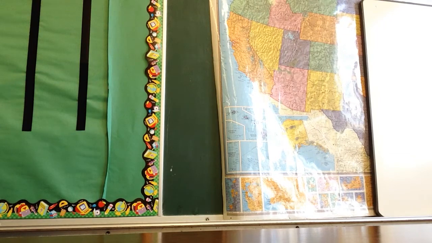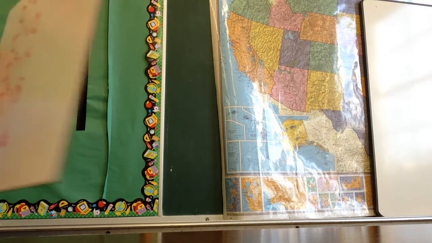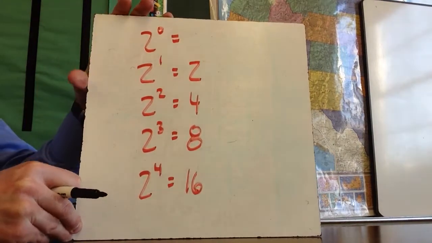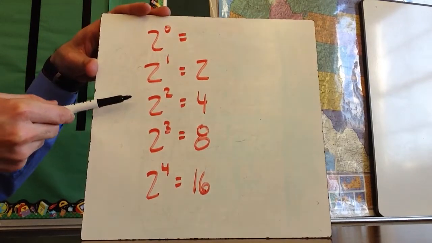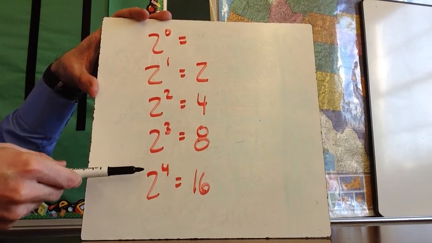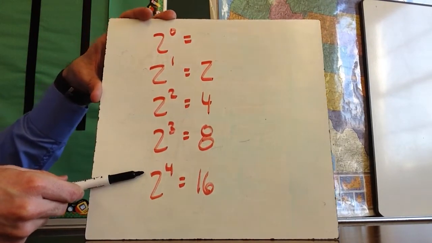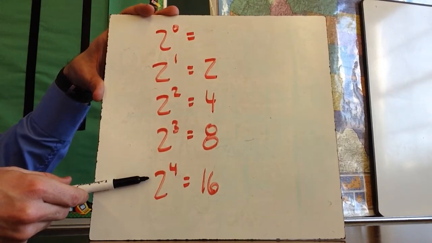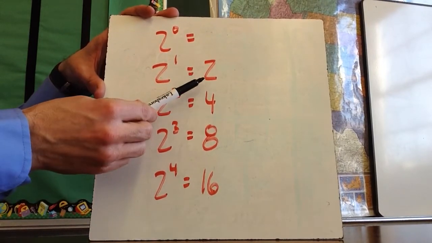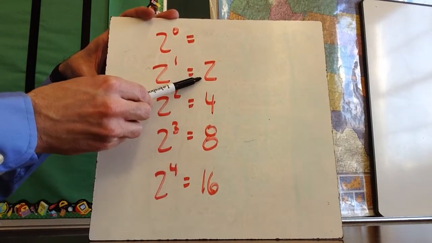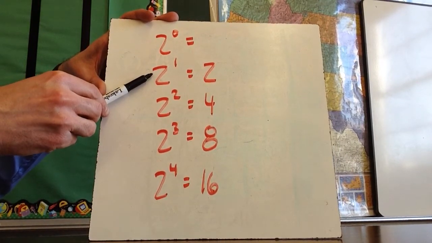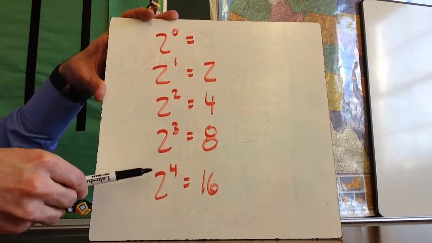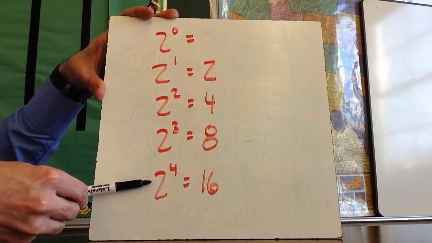All right, so the next thing I want to talk about is the power of 0. We'll come back to this in just a second, but I want you to notice that 2 to the first is 2, 2 to the second is 4, 2 to the third is 8, 2 to the fourth is 16. Most people will agree with this. Hopefully you agree with this. And you'll notice that as I go from 2 to 4 to 8 to 16, I'm multiplying by 2. I'm doubling. That's because 2, 2 times 2, 2 times 2 times 2, 2 times 2 times 2 times 2.